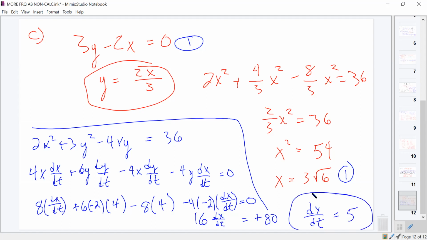And that was worth 3 points. 1 point for doing the product rule here, 1 point for the whole derivative being correct, and 1 point for the final answer. 3 points. All right, that was fun. That's it.